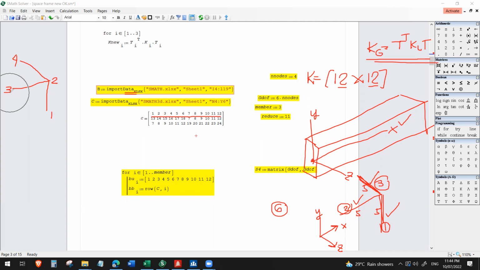So 3 times 6 is 18, so we have 13, 14, 15, 16, 17, 18, and its node 2 is 2 times 6 is 12, so 7, 8, 9, 10, 11, 12. And finally, for member 3, its incidence is 2 to 4. So 7, 8, 9, 10, 11, 12, and 4 times 6 is 24, so 19, 20, 21, 22, 23, 24. So consistent, right?